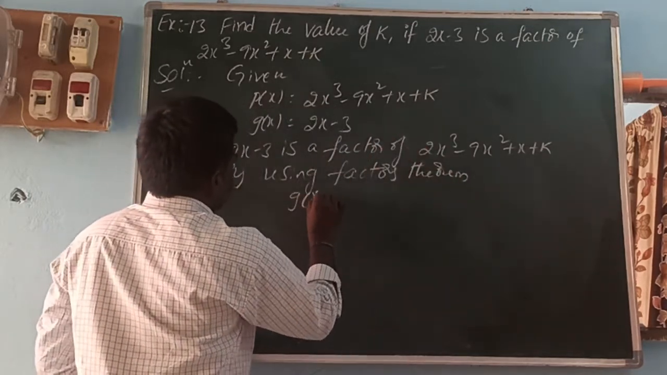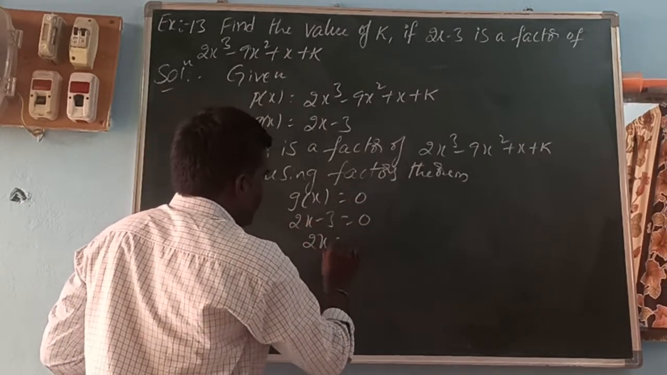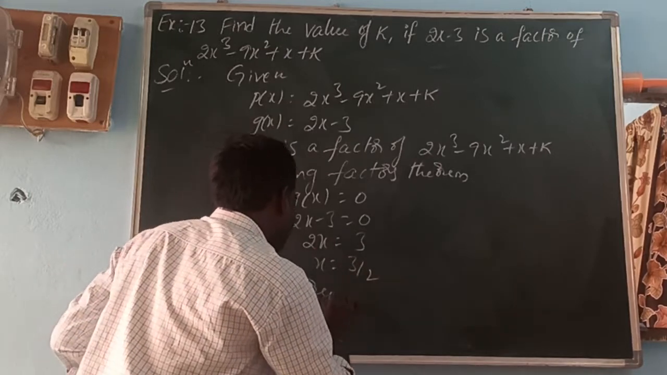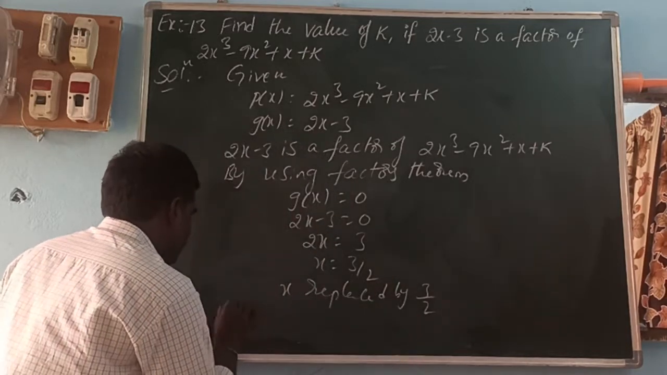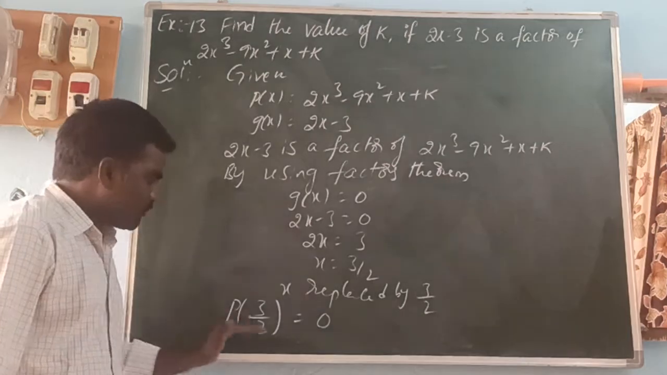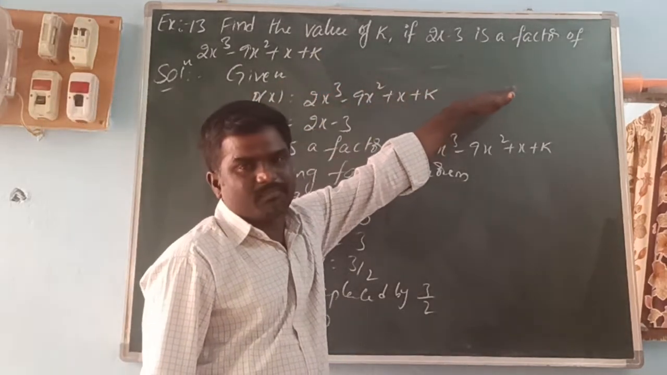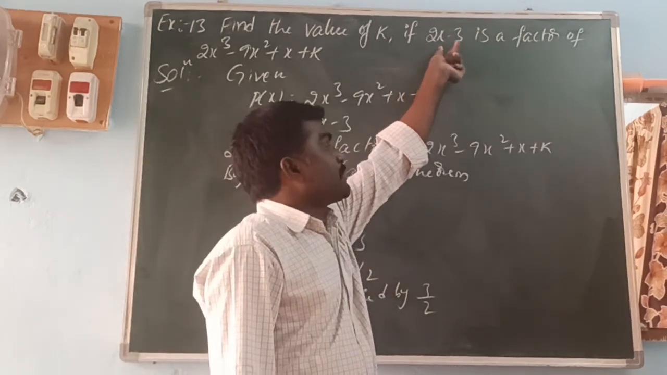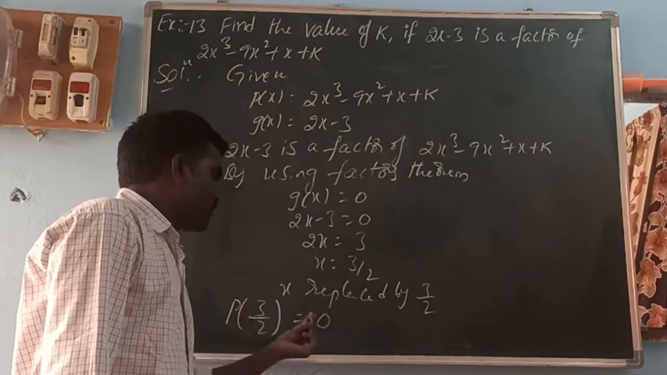g of x is equal to 0, 2x minus 3 is equal to 0, minus 3 goes to the other side as plus 3, 2x is equal to 3, x is equal to 3 by 2. So x is replaced by 3 by 2 in the given polynomial, that is p of 3 by 2 is equal to 0. Why can I put 0 here? Because the polynomial is given that 2x minus 3 is a factor. That means the remainder is 0. So when the zero of 2x minus 3 is substituted in the polynomial, it becomes 0. That's why I can put p of 3 by 2 is equal to 0.